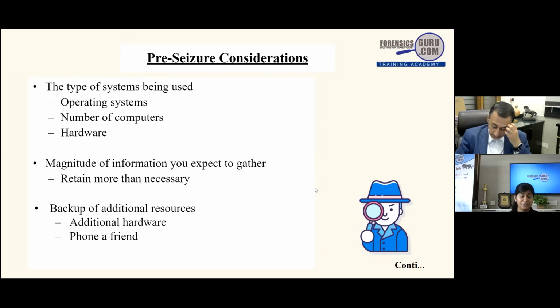And a few other things in pre-seizure consideration: what kind of operating system you are going to analyze or work with. So the first responder should know what kind of operating system is there in the evidence device, so that the seizure can be done accordingly. And he should know beforehand how many computer systems were there, and what hardware they might find at the crime scene or incident location. So you'll be ready with all these things, okay?